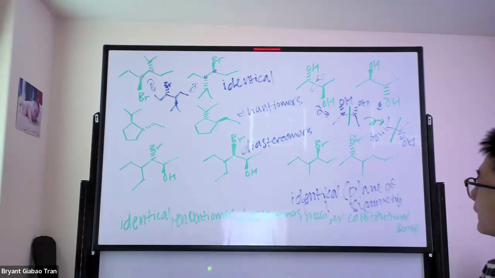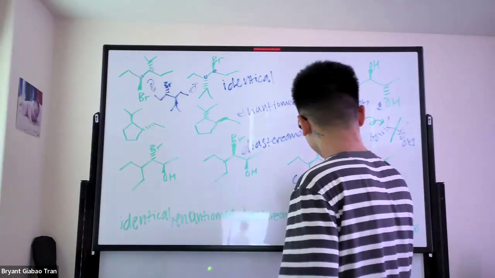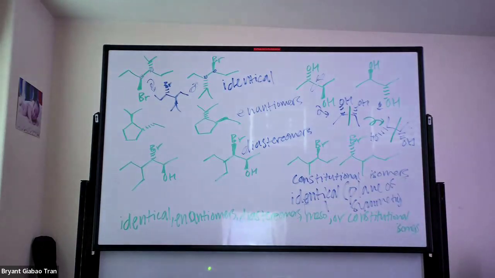So the last one here, they have the same chemical formula. It's constitutional. Yeah, the last one is constitutional isomers, different connectivity. That bromine got me because I counted it's on the third carbon and then oh wait, no, my counting is off. What the heck?